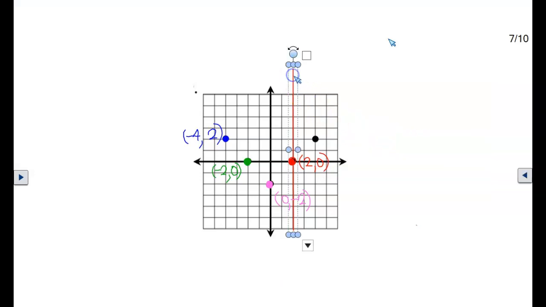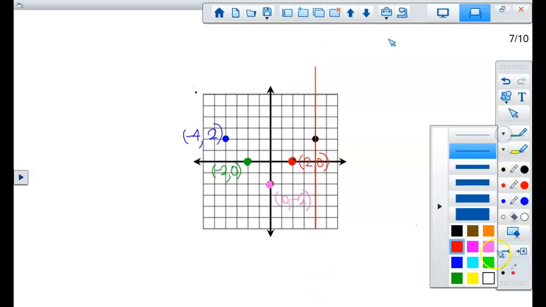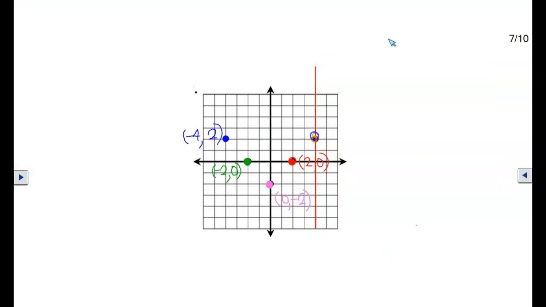And then one last move here. I move that line one more time, and what I see is that I am coming in contact with one point on that graph, and that would be 4 as an x, and then 2 as a y. So 4 is connected to 2.